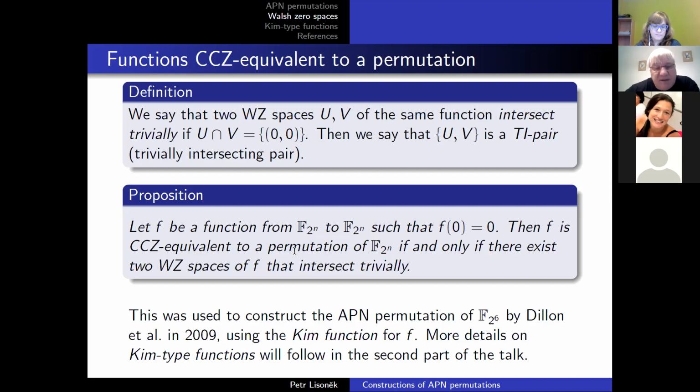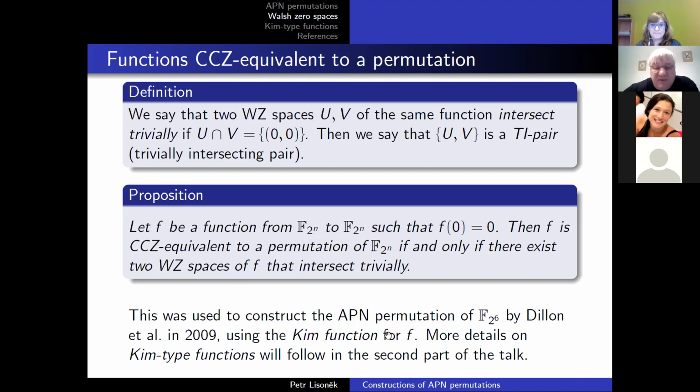So the construction amounts to rather simple linear algebra. The CCZ equivalence, I did not define it, but it preserves many important cryptographic properties. In particular, it preserves the APN property. So in other words, if your function f already is APN, and on top of that you can find this TI pair, then this is a vehicle that lets you construct an APN permutation, because the CCZ equivalence will preserve the APN property, and the permutation will be constructed based on the TI pair of WZ spaces.